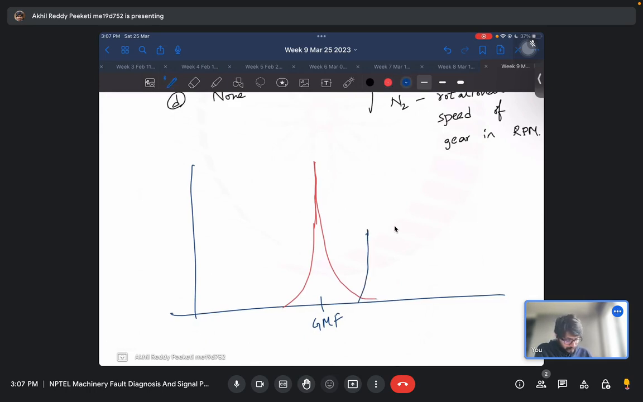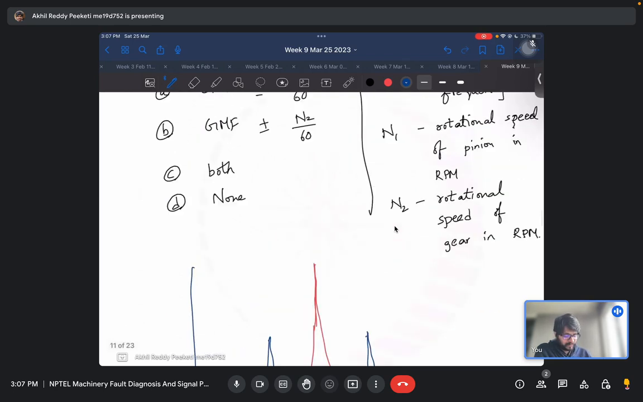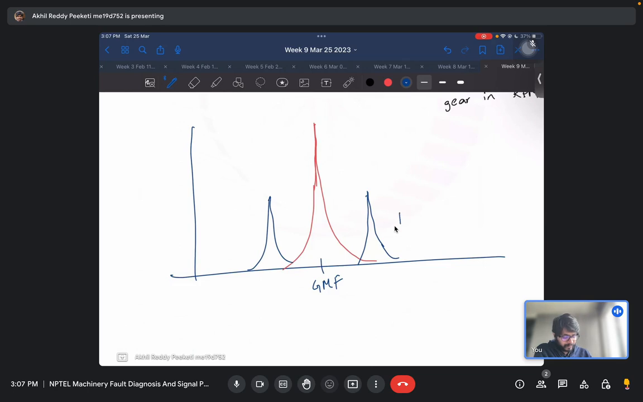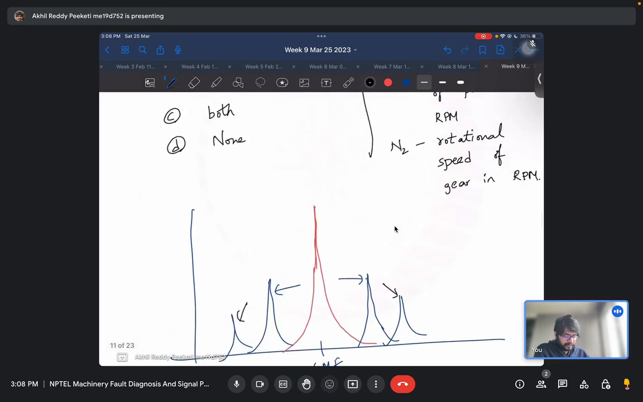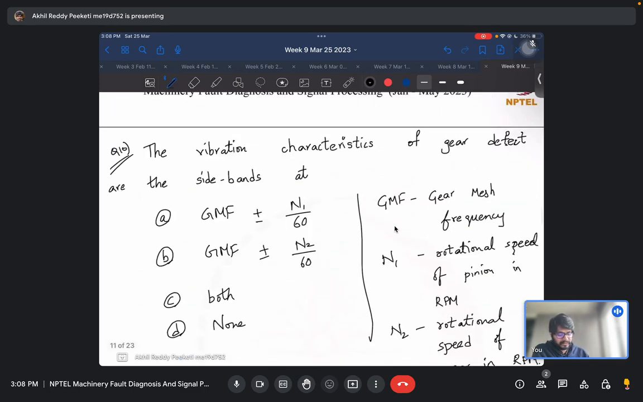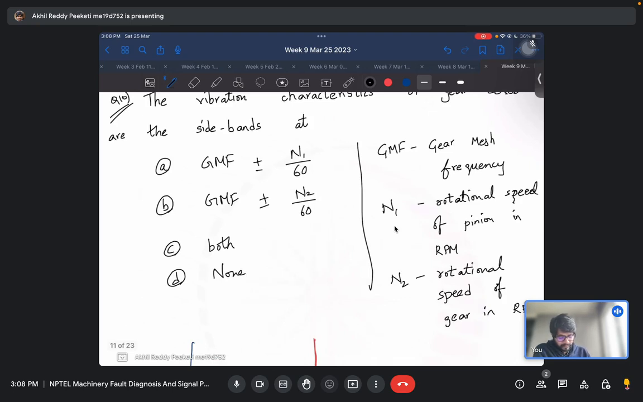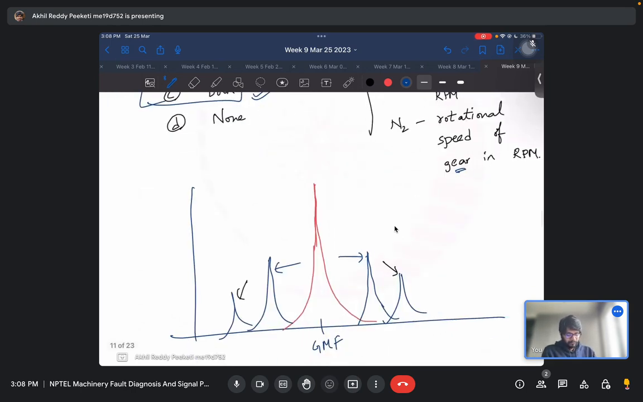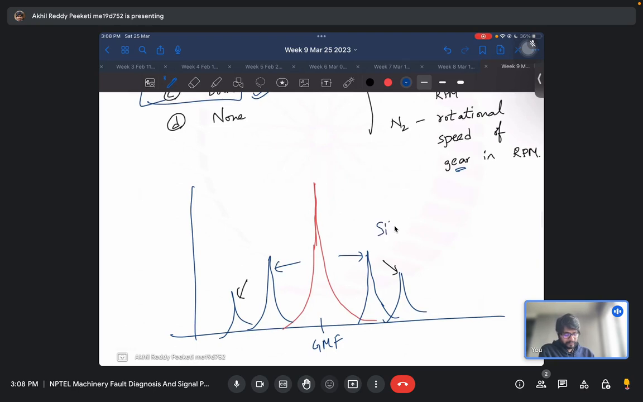sidebands based on the number of teeth in each of them. It could be happening due to the pinion or it could be due to the gear itself. So this could be due to the pinion and this could be due to the gear. Okay, this occurrence of these sidebands indicates the gear defects. Both are possible. Either it could be the pinion or the gear. Okay, so the answer is both. And because usually n is in rpm, you need to convert that to frequency. So that is why by 60. Okay. So these are the sidebands and they will indicate that there is a fault in the gear.